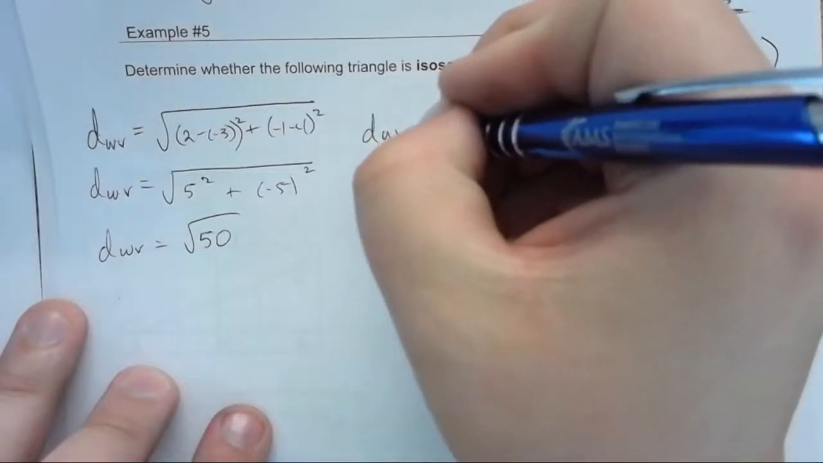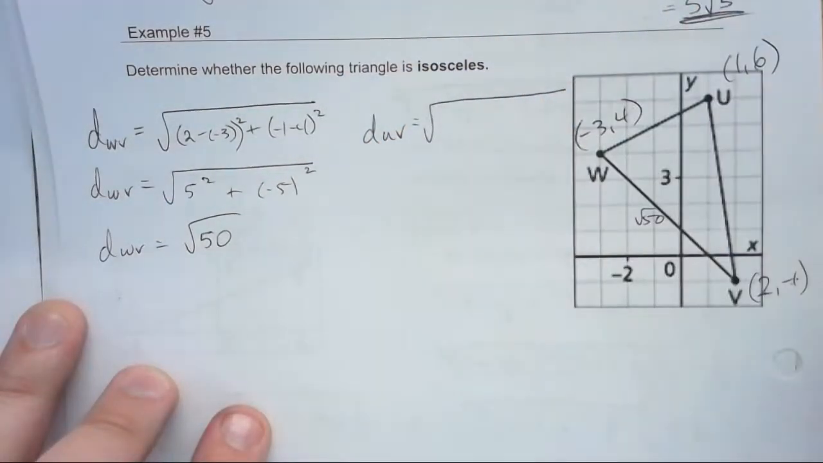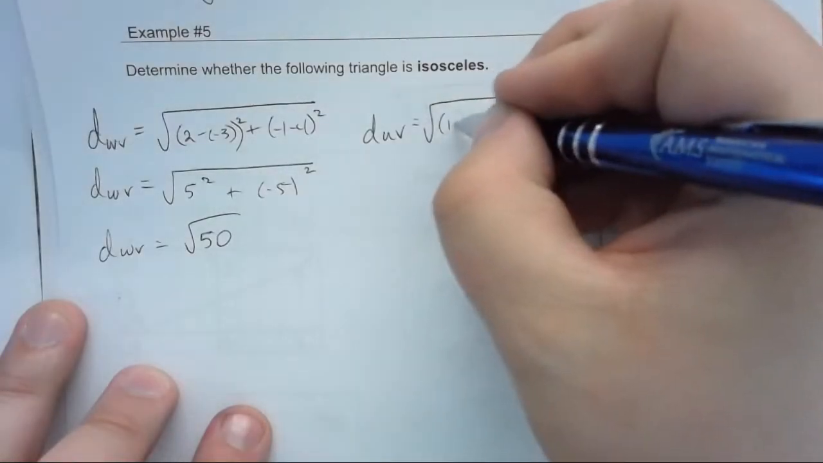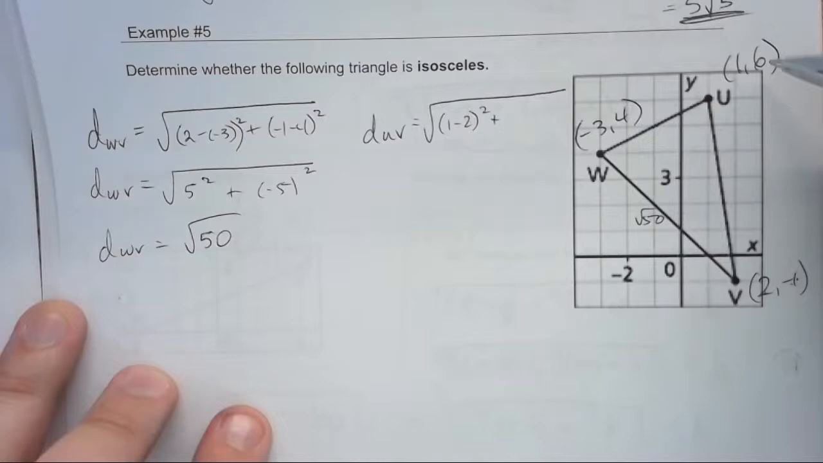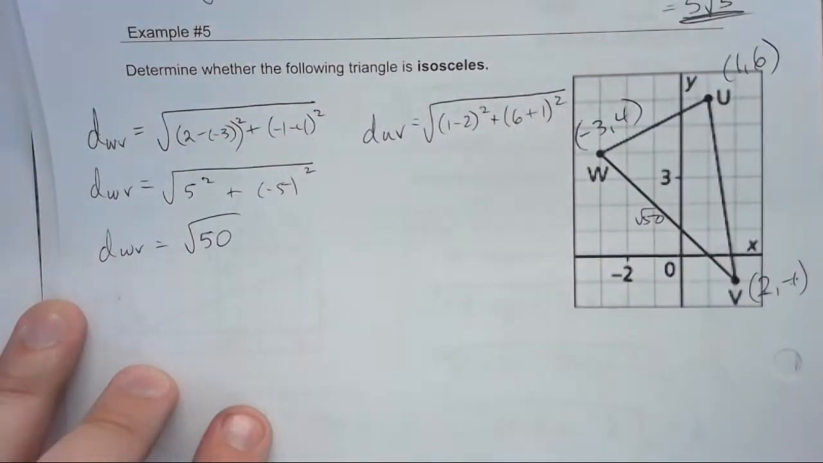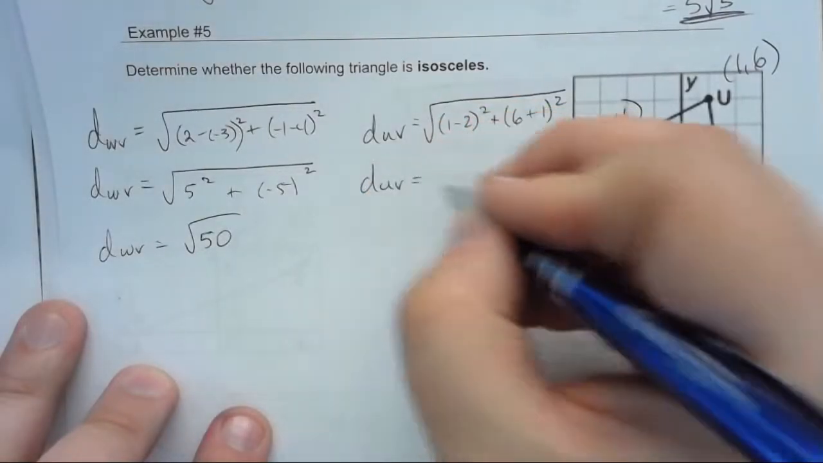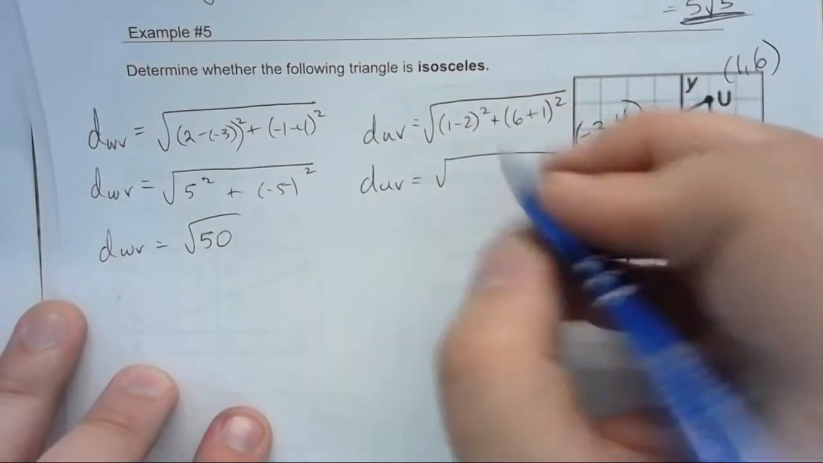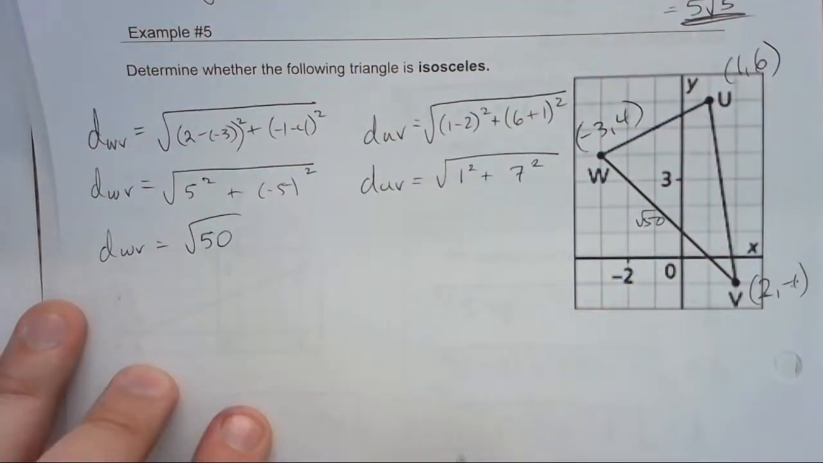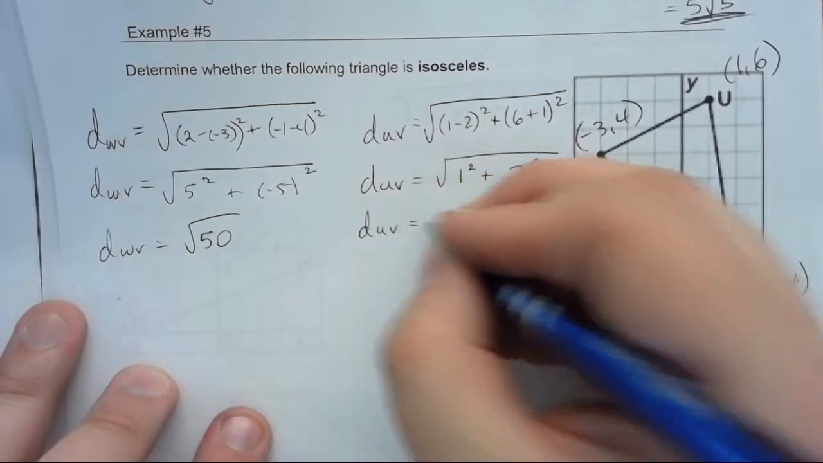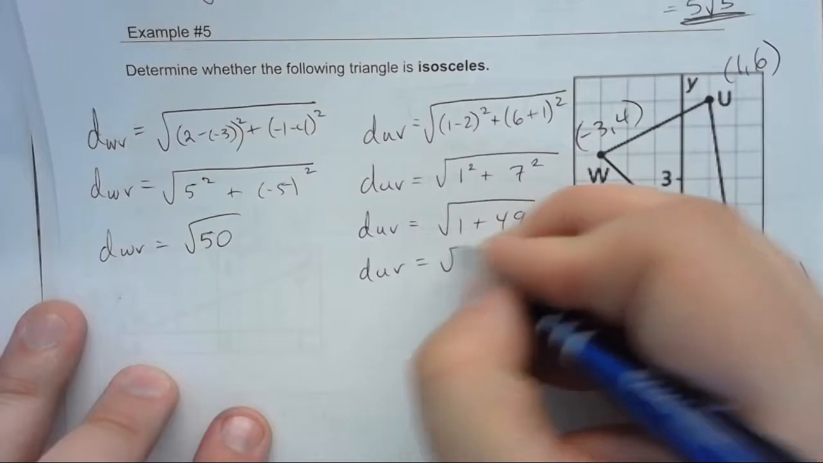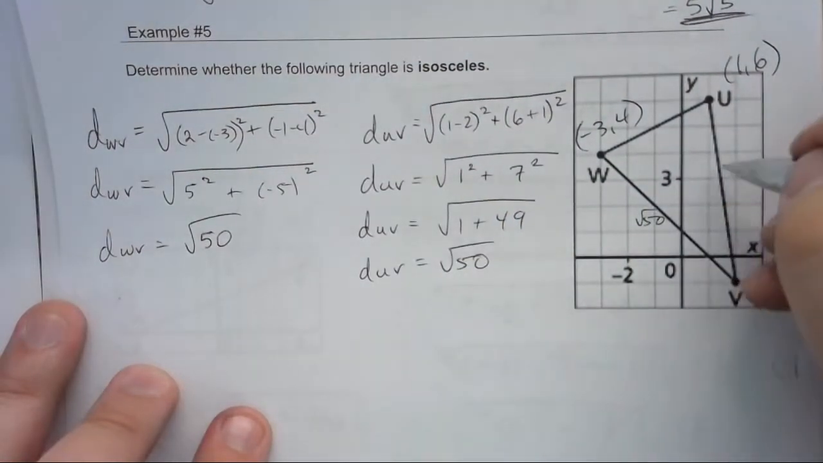Let's do U to V. The distance from U to V. All right, I'll take this one first. 1 minus 2 squared, and then 6 minus negative 1 squared. So that's the square root of 1 squared plus 7 squared. Hey, that's not looking quite like that. Ah, but look at the math. Haha! Those 2 lines are the same.